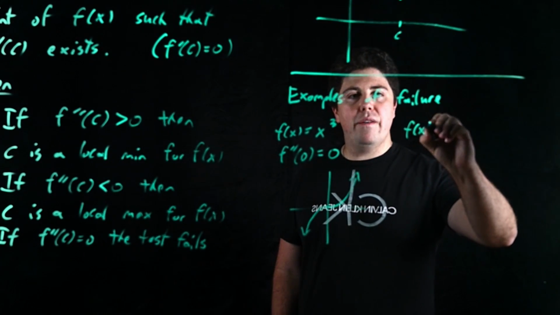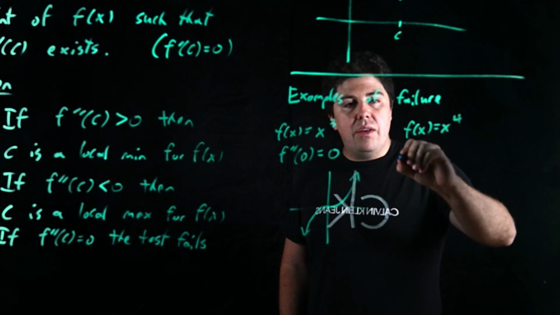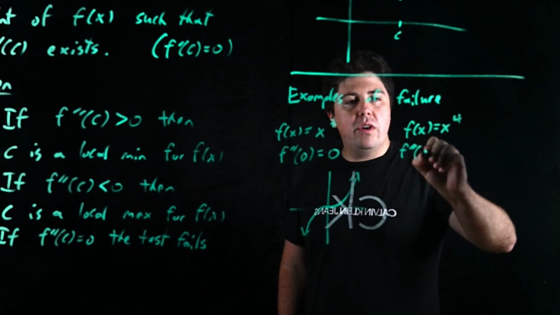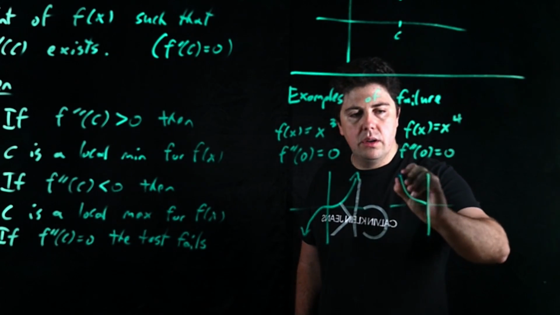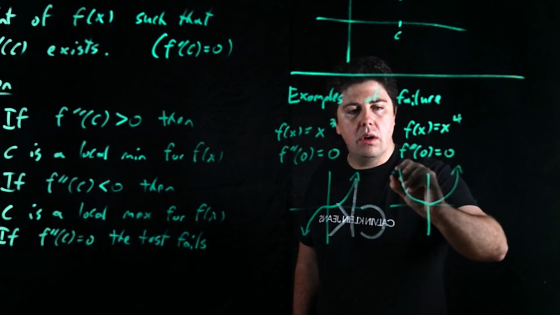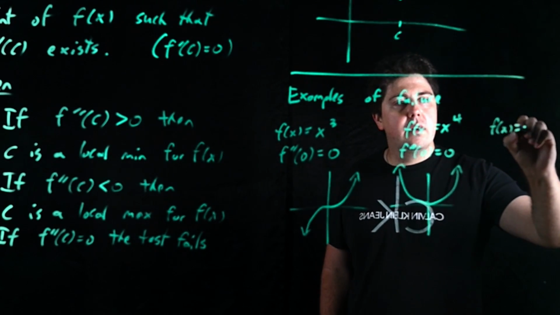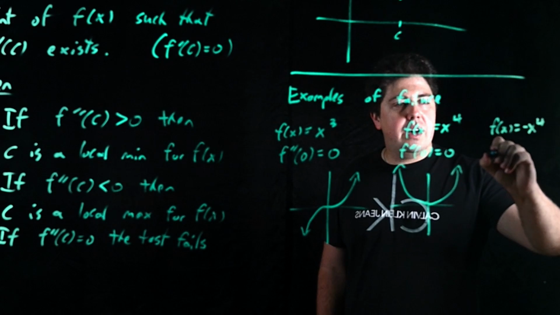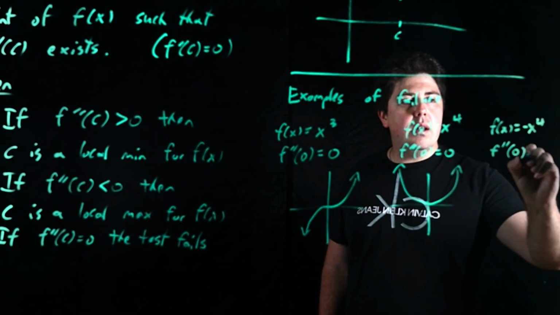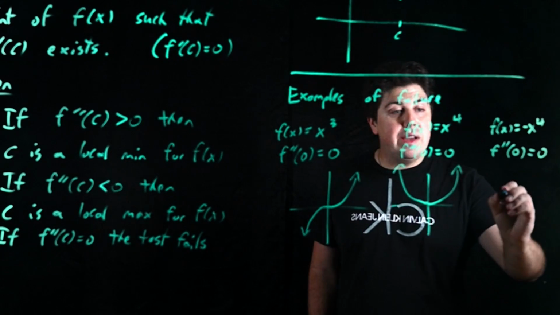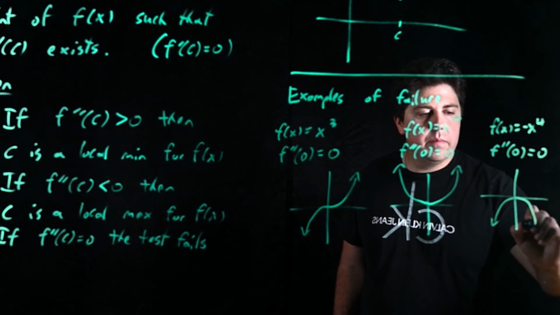If you have f of x equal to x to the 4th, we see that the second derivative at 0 is also 0, but this function does have a local minimum at 0, whereas if you have this guy here, f of x equal to minus x to the 4th, well, this guy's second derivative at 0 is also 0, but it's a maximum.